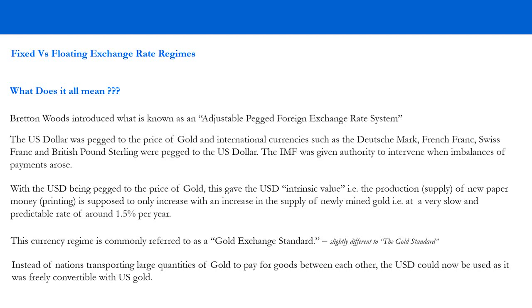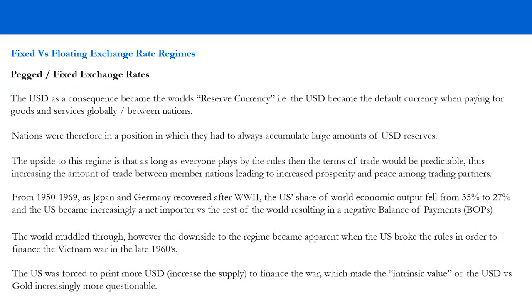So instead of nations, let's say, transporting large quantities of gold around the world to pay for goods between each other, what would happen now is that the US dollar would be anchored to the value of gold and the supply of gold, and all major trading nations would use US dollars in order to pay for those goods. And obviously notes are much more easily transportable. So as a consequence, what happened by default, the US dollar became the world's reserve currency. It became the default currency when paying for goods and services globally between those trading nations.